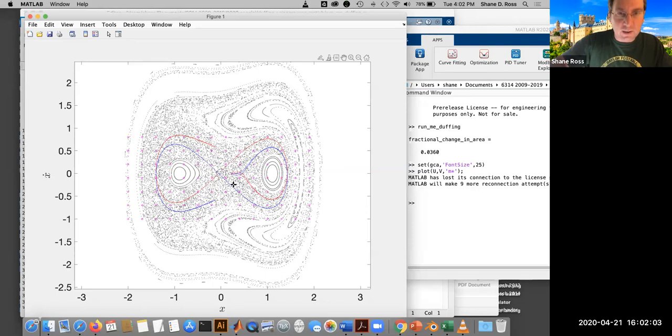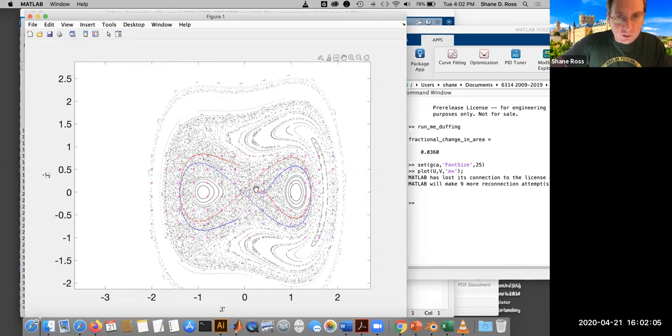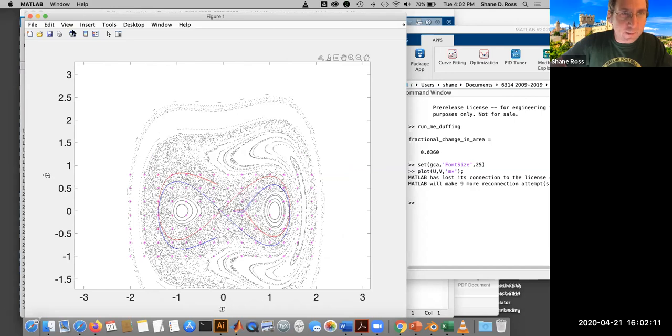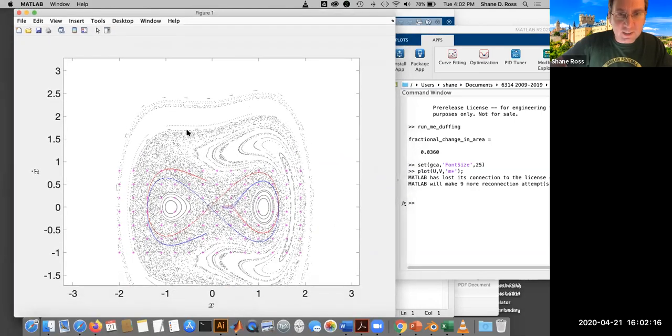And then what this program Run Me Duffing also does is there's a circle, this tiny circle, near the origin. And that circle is maybe about 10,000 initial conditions. I forget exactly. And those 10,000 initial conditions are followed forward and backward, and they create these red and blue closed curves.